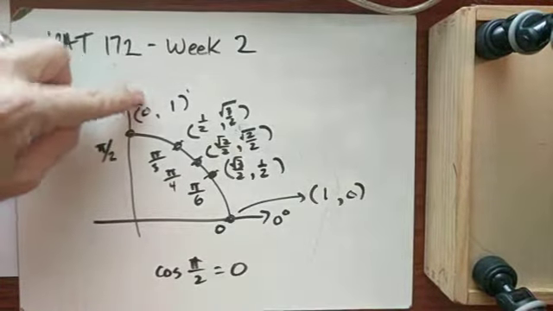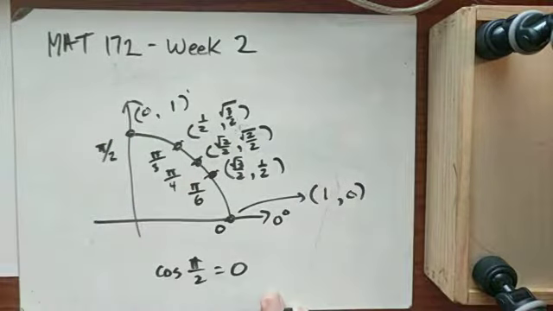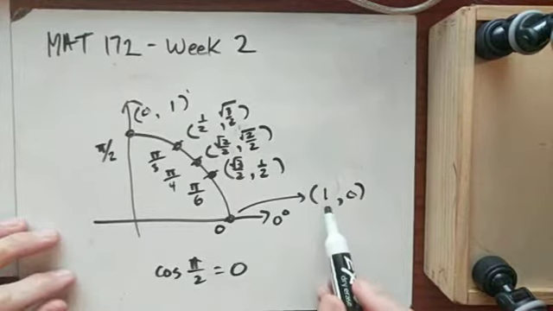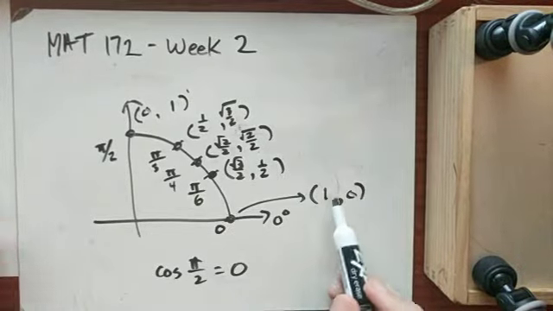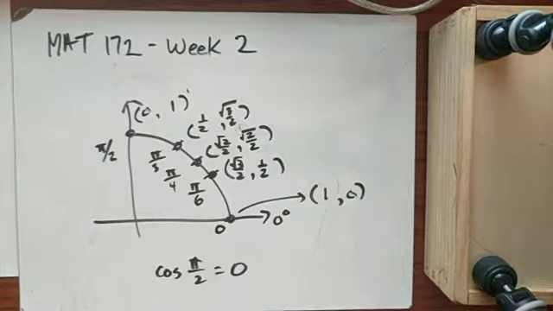The first number is the cosine, and the second number is the sine. That's really easy to remember if you think about x coming before y in alphabetical order, and cosine before sine, it's also in alphabetical order. So just kind of keep everything in alphabetical order.